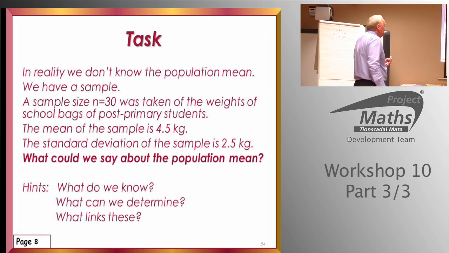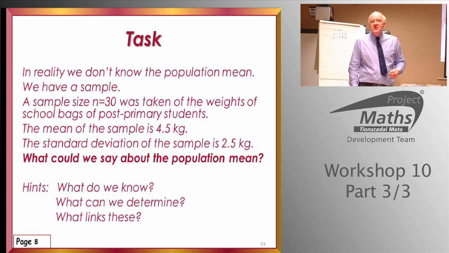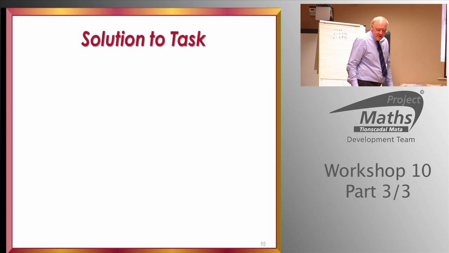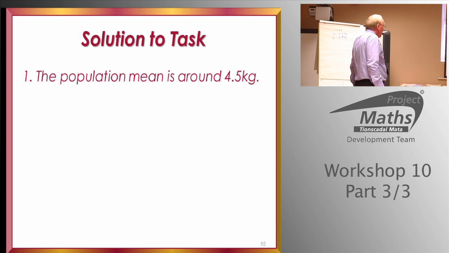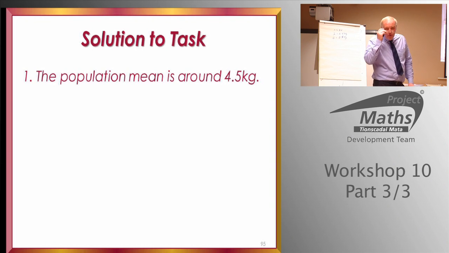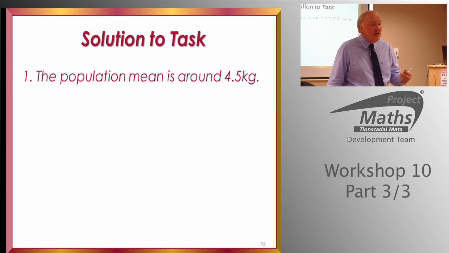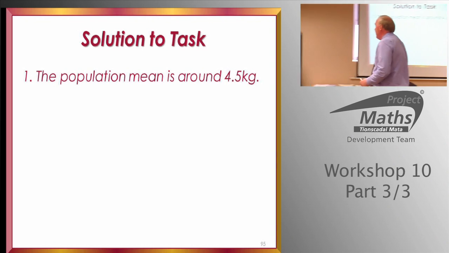Okay, so we have a few hints. What do we know? What can we determine? And what links these? On page 8 in your little booklet there, we'll have one look at that, and I'll tie this together quickly for you. Okay. Now, so the solution. Well, the first question is, make a statement about the population mean. Well, simply it's around 4.5. We know this from working with the theory, don't we? Because we saw that all the sample means were not that far away from the true one. So it's a good estimate for that, okay?